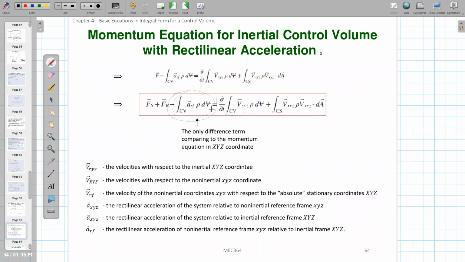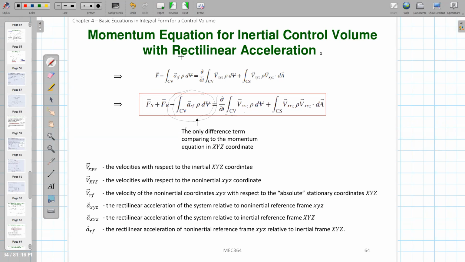And this additional term, if we move it to the left-hand side of the equation, you can think of it as some fictitious or artificial force. If you're using a reference framework that is not an inertial framework, you will have some additional fictitious force that needs to be included inside this momentum equation.